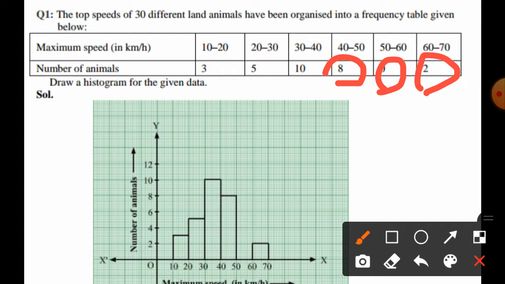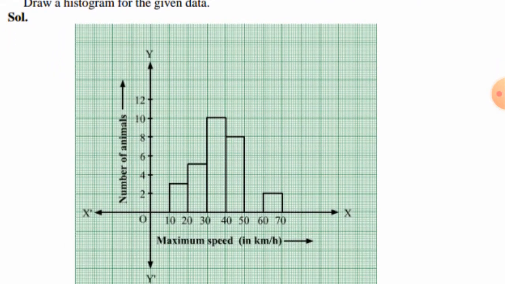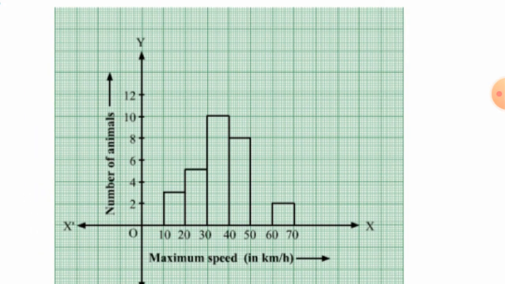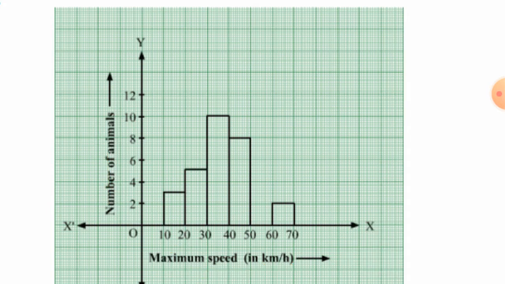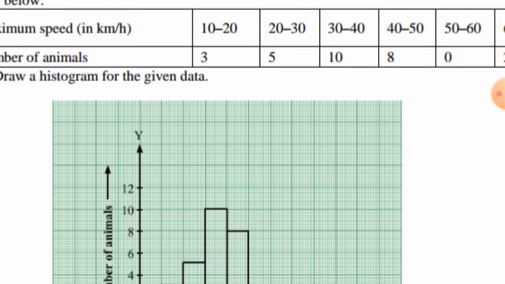So we can make this graph like this. First we will make the x-axis and y-axis, and we will divide the x-axis into the class intervals 10, 20, 30, 40, 50, 60 and 70. Now on the y-axis we will take the number of animals, and on the x-axis we will take the maximum speed. For the class interval between 10 and 20, we will take a height between 2 and 4, that is 3. So 10 to 20 it will be 3. Similarly, for 20 to 30 we will make a bar of 5.